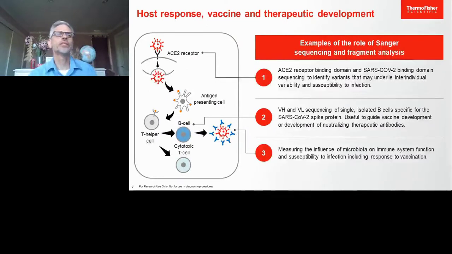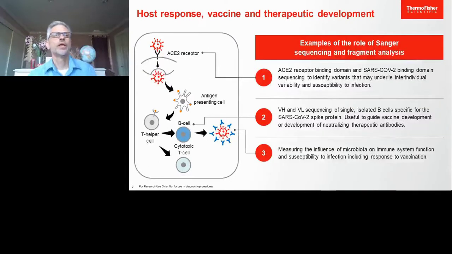So after the virus has entered the cell, newly formed virus is ingested by antigen-presenting cells, that's shown in the diagram, which go on to display fragments of the virus and can activate T helper cells, which then go on to turn on B cells, which produce antibodies against the virus, or to activate cytotoxic T cells, which can destroy the virus.